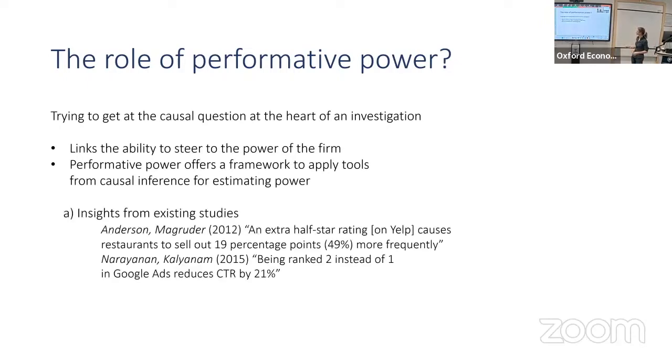Here, for example, there are existing results in the literature. People have studied that an extra half star rating on Yelp causes a restaurant to sell out 15% more frequently, or that changing the ranking of ads in Google search changes the click-through rate by 21%. Under certain assumptions, you can translate these results into bounds on performative power. You can define the set. It's giving you a lower bound because you have at least some actions that it rests on. And if you can show that the lower bound is significant enough to be a concern, that's enough.